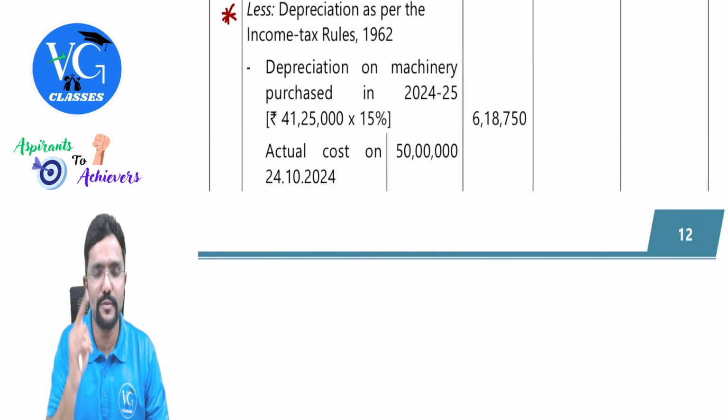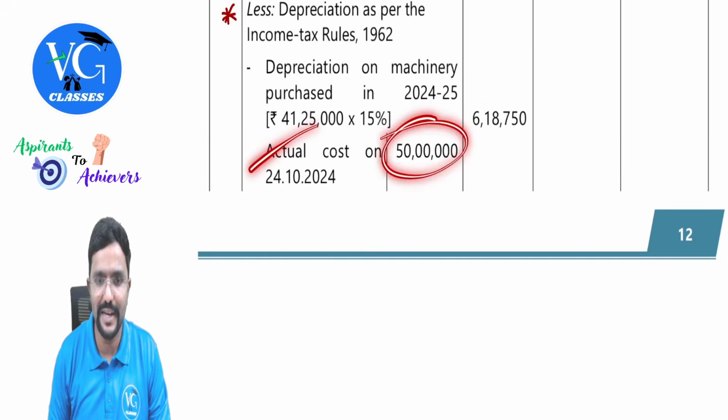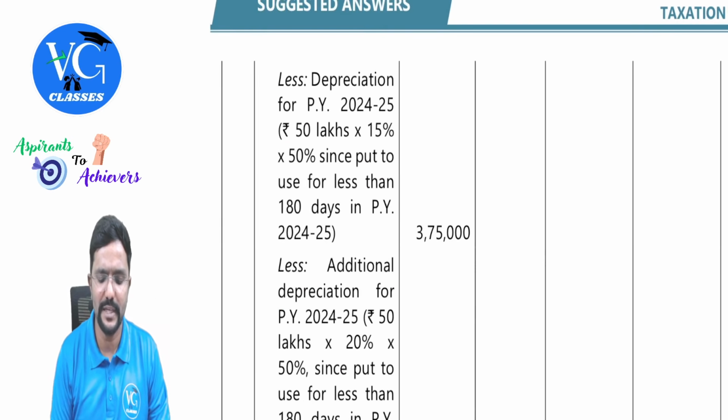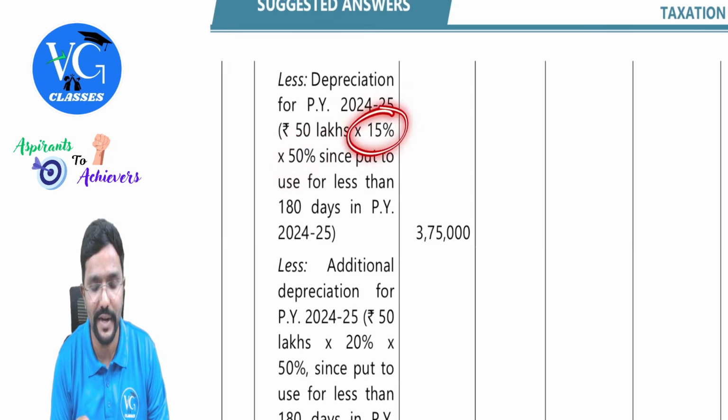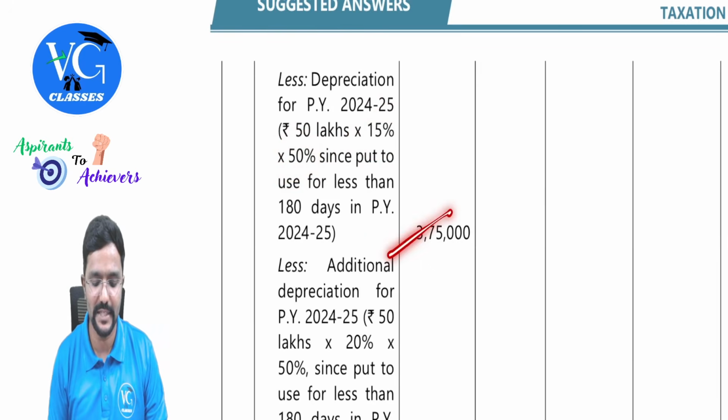For last year, should we reduce both normal depreciation and additional depreciation? Yes. So actual cost is 50 lakh. Normal depreciation is 15% actual rate, but 50% of that, which comes to 7.5%. Yes, sir. 3 lakh 75.